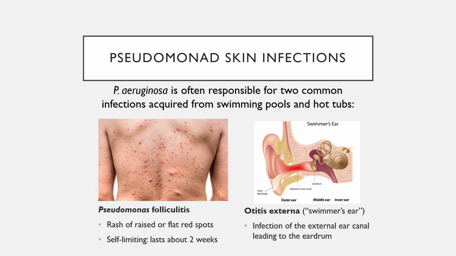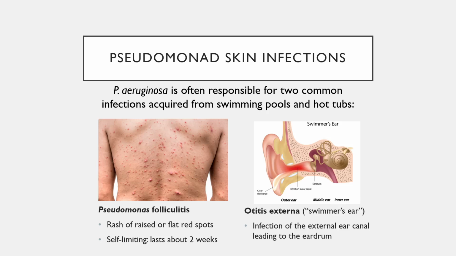This disease is not serious and it is self-limiting, lasting about 2 weeks before going away on its own. Otitis externa, also known as swimmer's ear, can occur when Pseudomonas aeruginosa invades the ear canal and causes infection of the external ear canal, which leads up to the eardrum.